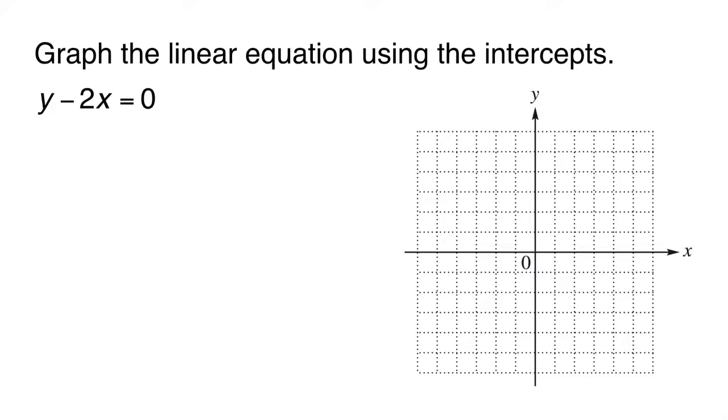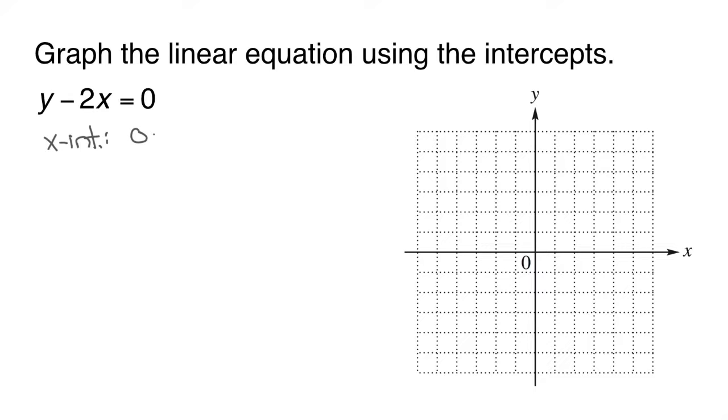Graph the linear equation using the intercepts. y minus 2x equals 0. We'll first find the x-intercept, and we'll do that by letting y equal 0 and solving for x.